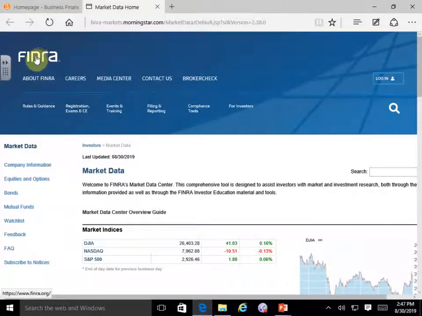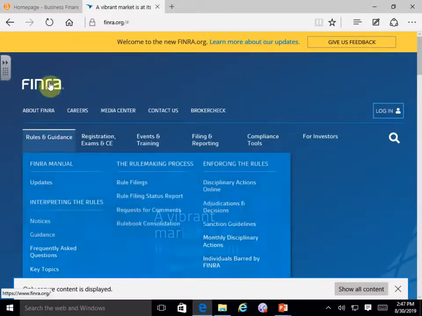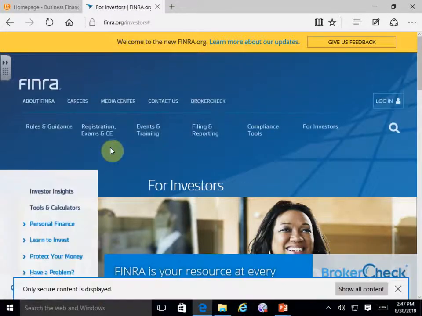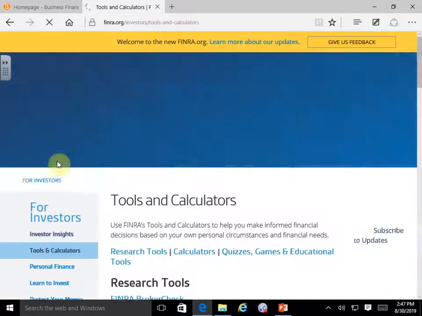If you go just to the FINRA home page, I'll see if it'll take me there. Yeah, this is what it looks like now. That's a little bit different. So I started here, and I had to come over here for investors. So I'd click on that. Tools and calculators. Click on that.